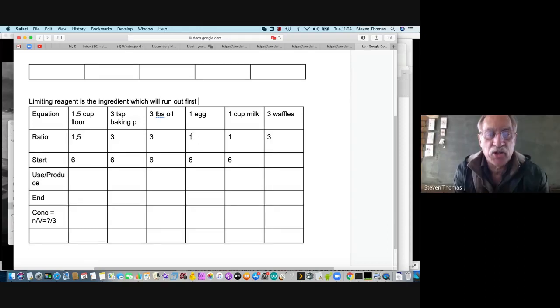But look at this. I've only used 1 egg, but I've used half my baking powder and oil. So I could make 5 more batches with my milk and eggs. I've only used 1/6 here, but here I've used 1/2, and here I've used 1/4 of my ingredients. So is it clear that what's limiting me is my oil and baking powder? Is that clear to everybody?